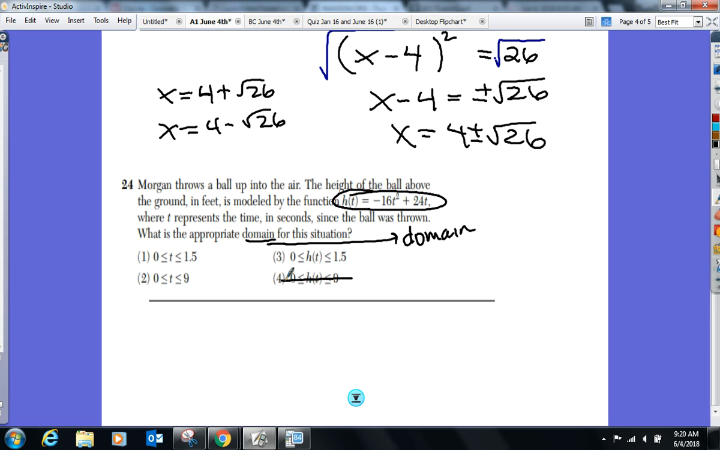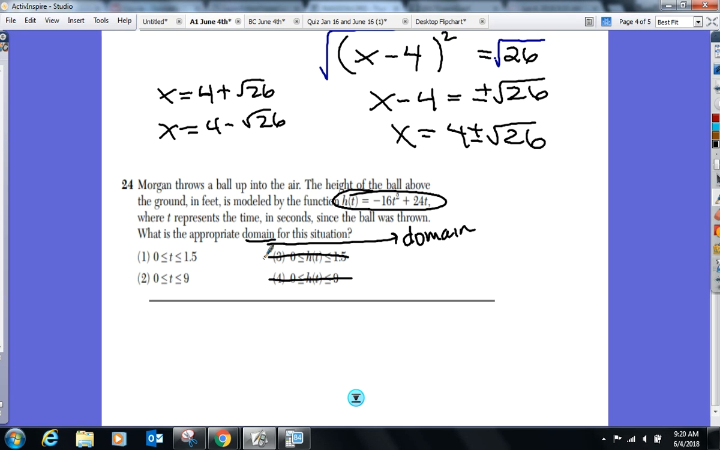3 and 4. H of t are the y values. We're looking for t, which is the x values. So would it make more sense to go from 0 to 1.5 or 0 to 9? Don't guess. Where can I find a table of all the values? Right in your calculator. Let's go.